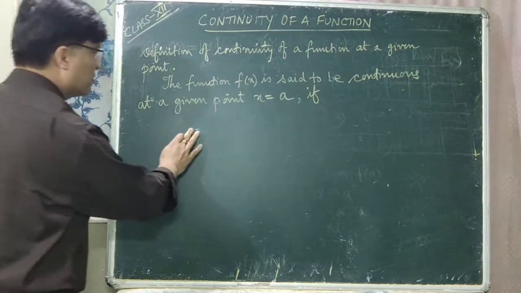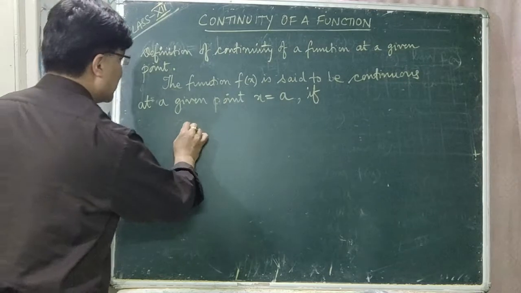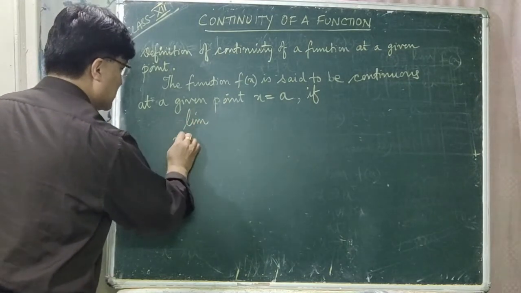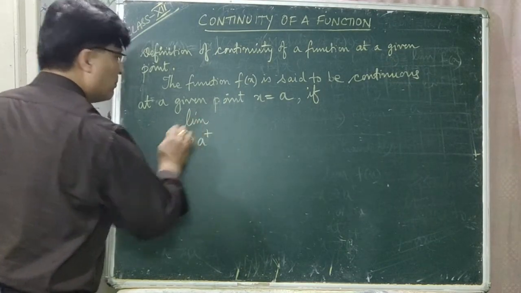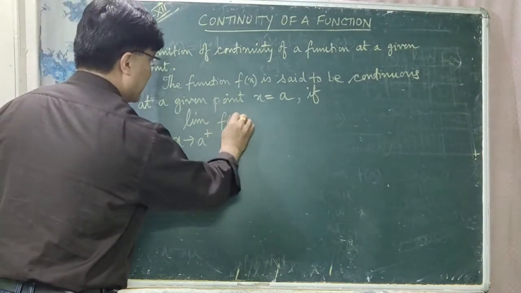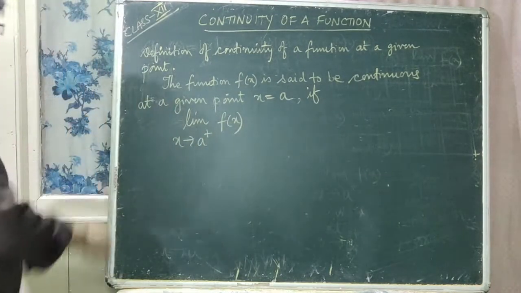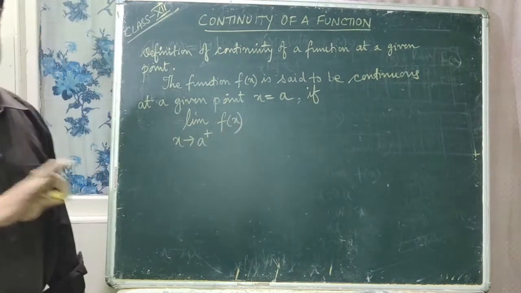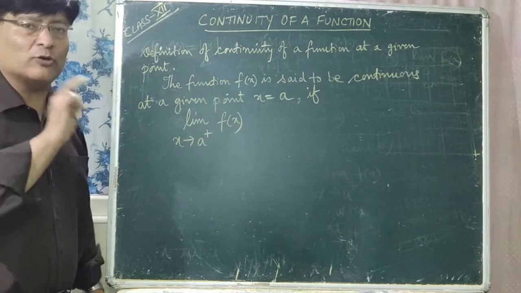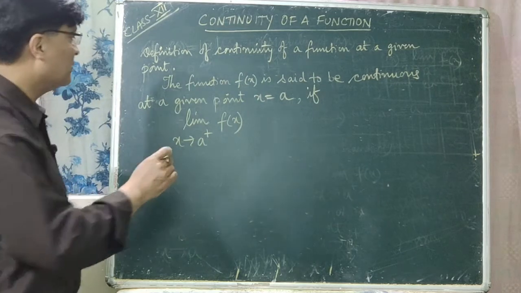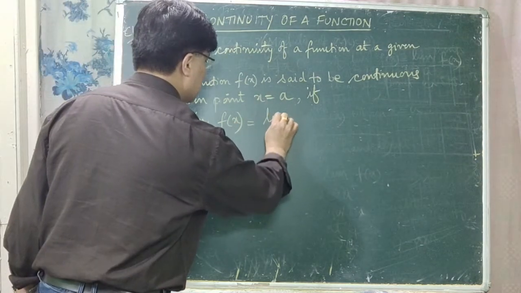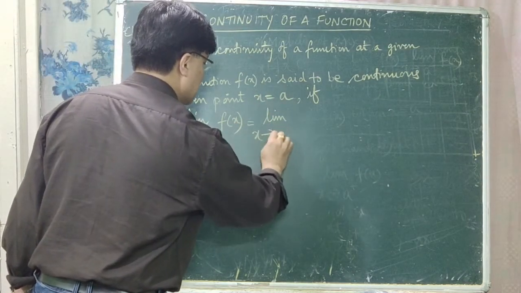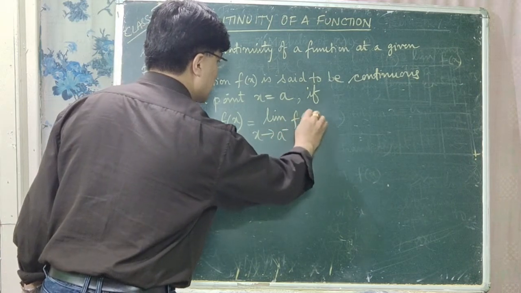So first of all, you have to write down the right hand limit. How can you write down the right hand limit? Limit x tends to a plus f of x. This is your right hand limit. Okay? Because x is approaching towards a from the right hand side, but x exactly not equal to a. Is that clear? Is equal to limit x tends to a minus f of x.